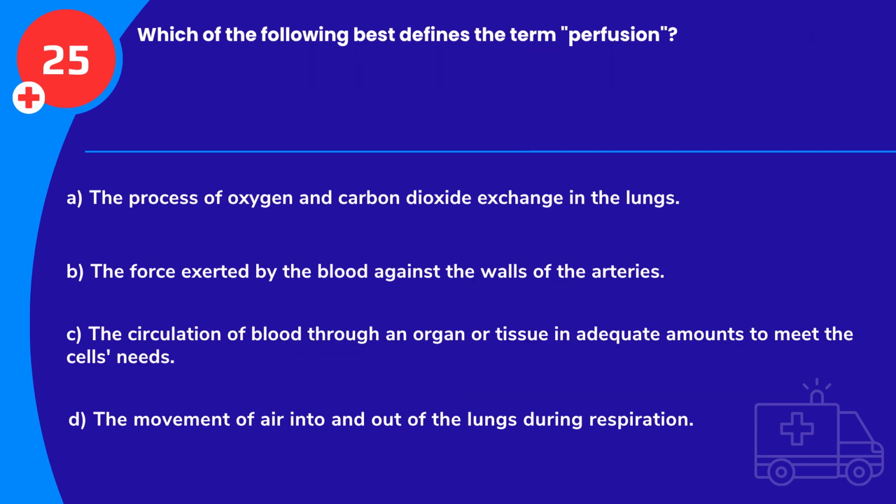Question 25. Which of the following best defines the term perfusion? A. The process of oxygen and carbon dioxide exchange in the lungs. B. The force exerted by the blood against the walls of the arteries. C. The circulation of blood through an organ or tissue in adequate amounts to meet the cell's needs. D. The movement of air into and out of the lungs during respiration.